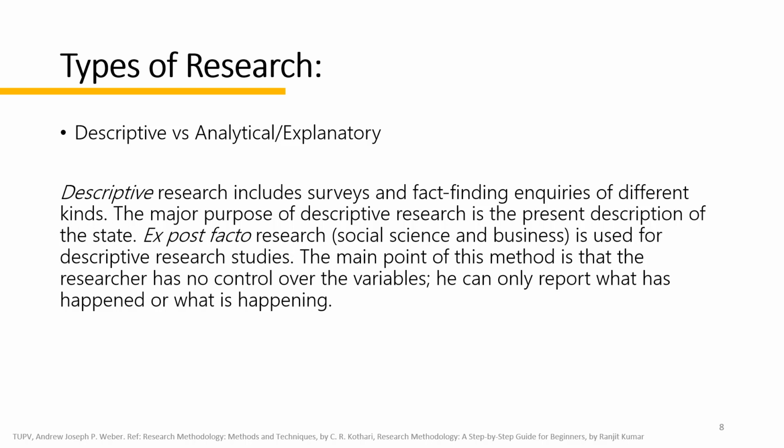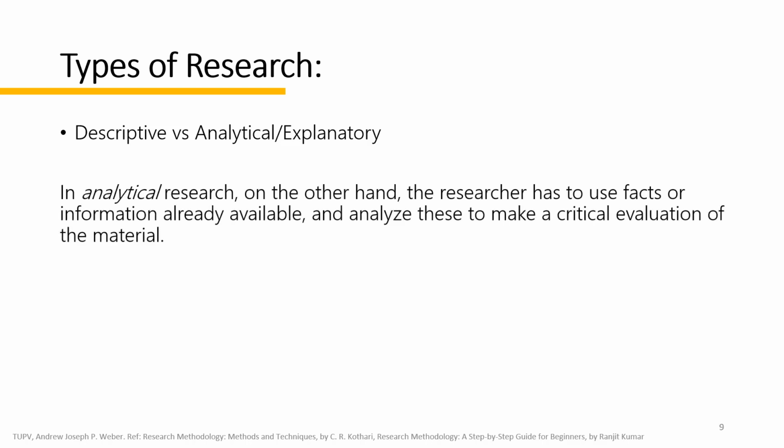On the contrary, in analytical research, the researcher has to use facts or information that are already available and makes analysis and critical evaluation of the material. For example, in chemistry, there are many different chemical properties, such as valence electron, the atomic number, the number of protons, number of neutrons. We have also the boiling point, the freezing point, the conductivity, the resistivity. These informations are already available.